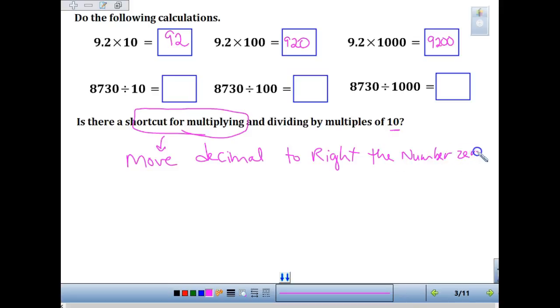So kind of thinking about that as we now do division by 10. Our decimal, if it's not written, is always right behind a number, right? So if there's no decimal in that problem, it is right behind the very last digit. So if I'm dividing by 10, this should be 873. Here I'm dividing by 100. That means I'm going to have 87.3. And now we're going to divide by 1,000.